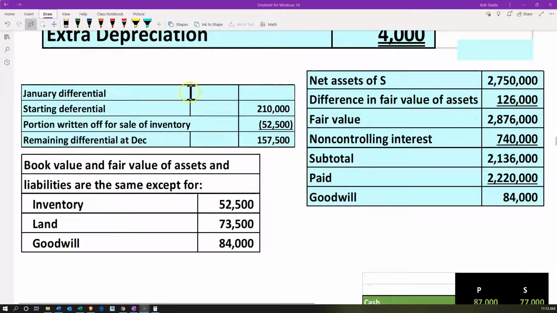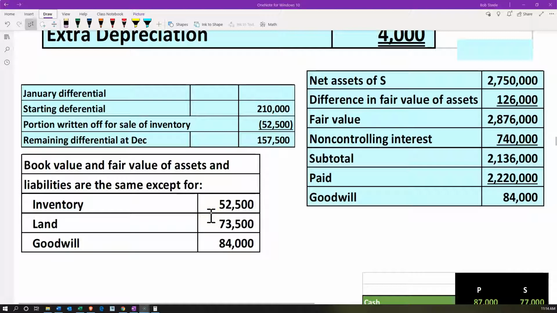So first, let's think about the differential. What's the differential consisting of? You'll recall that it was consisting of these three items: the inventory, land, goodwill. So the starting differential was the $210,000. But then this $52,500 went away because that was inventory.